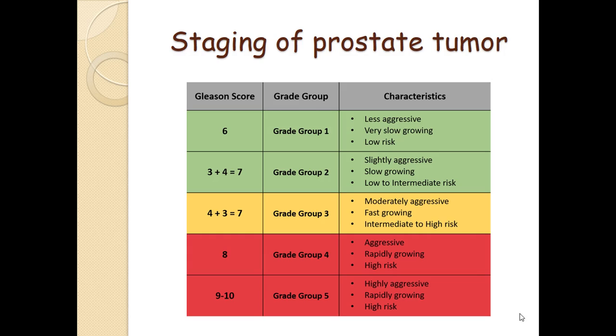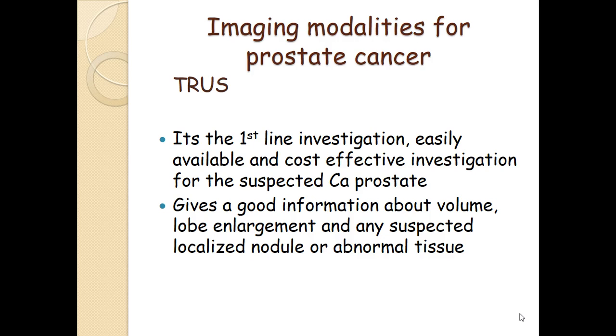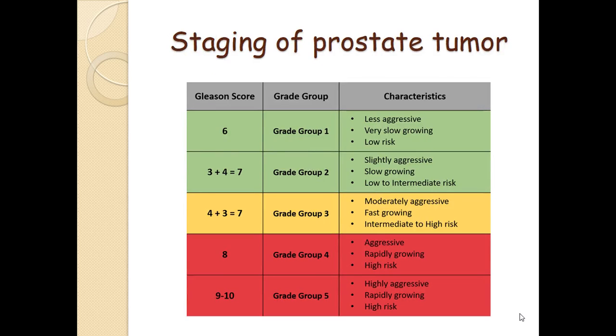So management is very different. Even if it's 3 plus 4, you can consider a radical prostatectomy. But if it's 4 plus 3, then you think about whether we should go for radical surgery or something else. That's why the D'Amico classification is important. It includes the Gleason score as well as PSA, and the clinical stage.